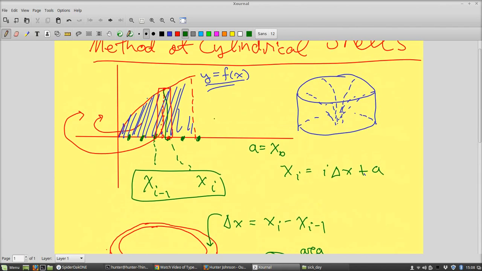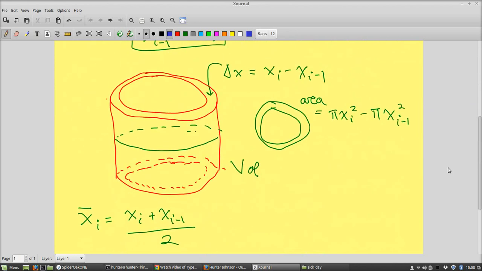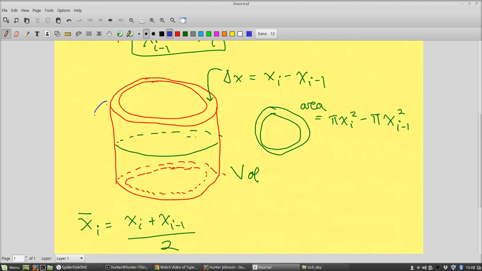So that's the midpoint of the rectangle. Hope everybody can see that. We're talking about the line right in the middle of the rectangle. So the place where it touches the x-axis is the average of these two, which we're calling x i bar. And so the height of the rectangle is f of x i bar, so that becomes the height of the cylinder.